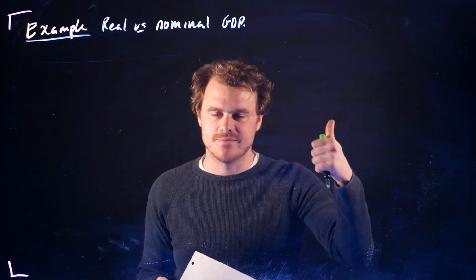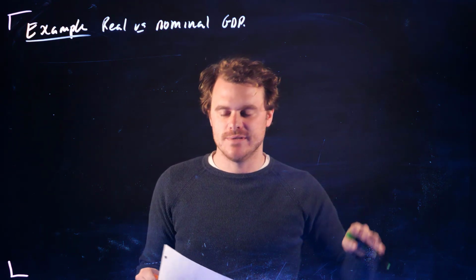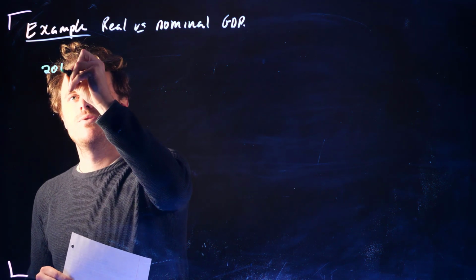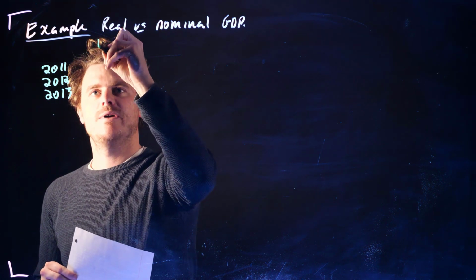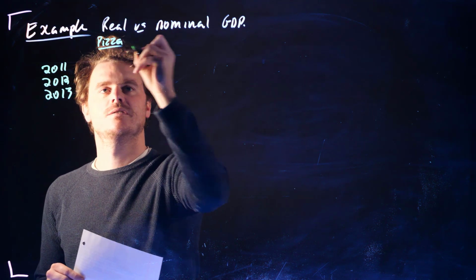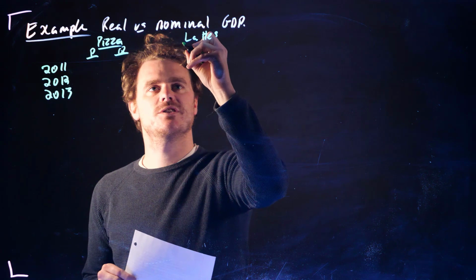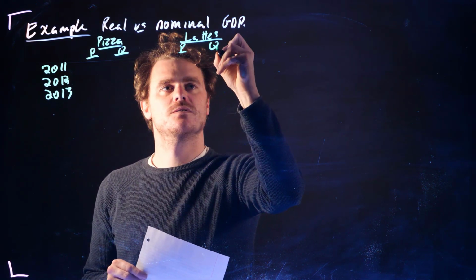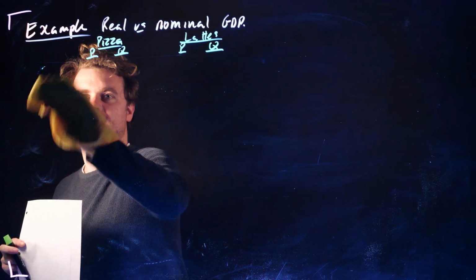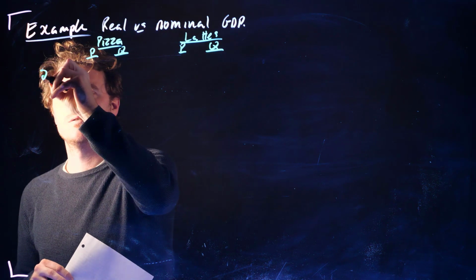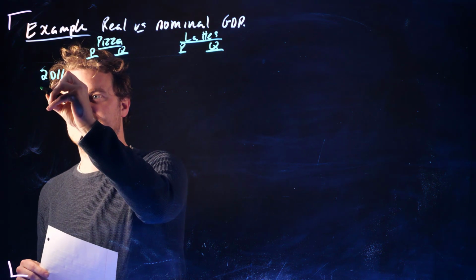Again, just like last module when we did CPI, let's say there's just pizza and lattes in this economy. That's all we have. And let's say we have 3 years, 2011, 2012, and 2013. And we have pizza, we have lattes, and we have prices and quantities of each of them for each of these years. Maybe I'll make this just a bit bigger.